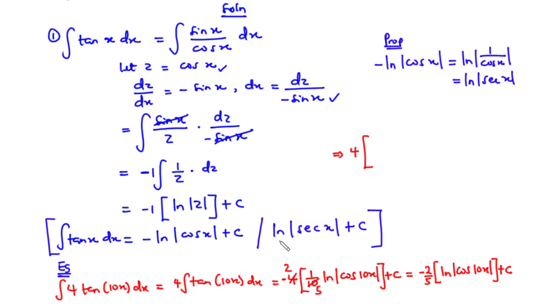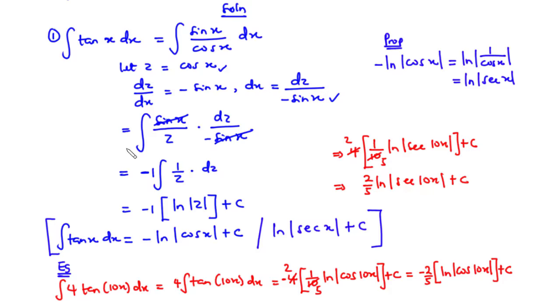times, so you are using this, you are going to differentiate 10x as usual. You have 10, so that becomes 1 over 10 times ln of sec 10x plus c. 2 goes here 2 times, 2 goes here 5 times, so we have 2 over 5 times ln of the absolute value of sec 10x plus c.